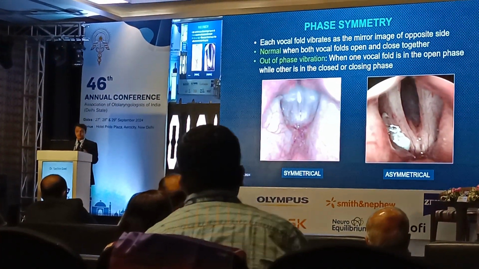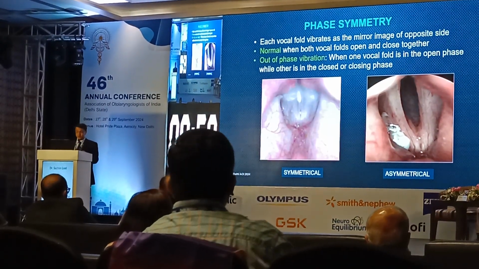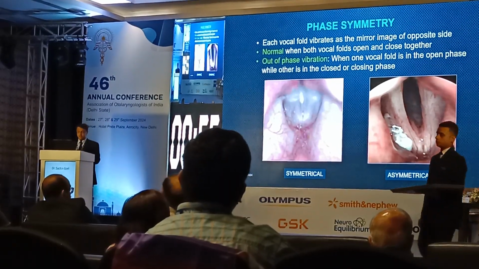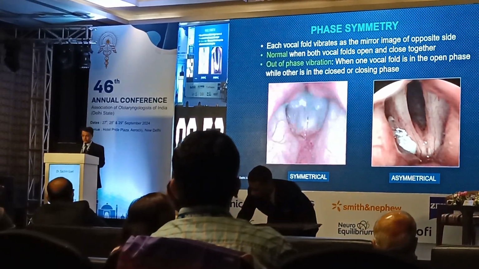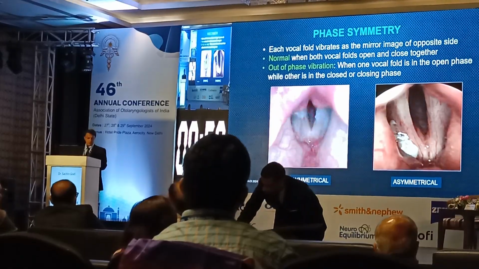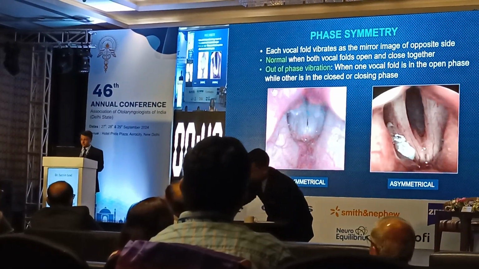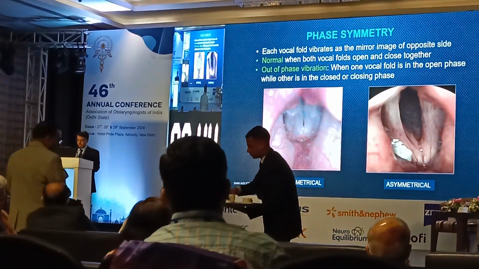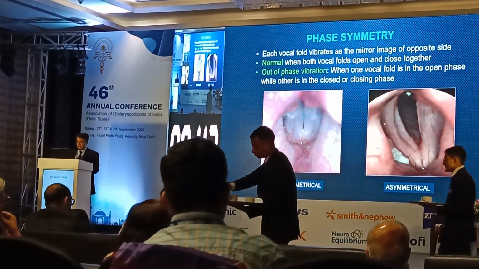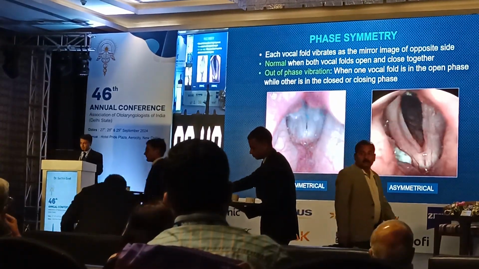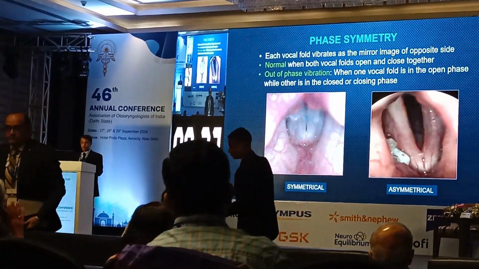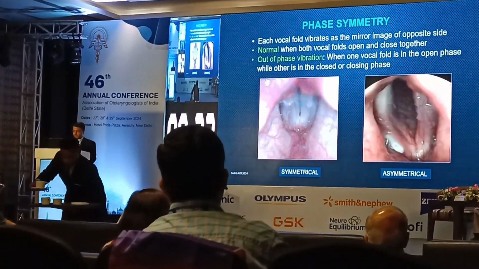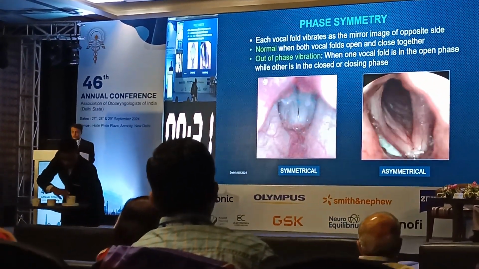Last but not the least is the phase symmetry, where we see whether both the vocal folds are moving symmetrically or there is an asymmetrical motion associated. Like you can see here, the vocal fold motion being symmetrical, whereas here in the slow motion you can see that the right mucosal wave is excessive. This is the case of palsy, where there is loss of anchorage from the vocalis muscle and vocal ligament, giving a flappy or an excessive mucosal wave appearing for the right vocal fold.